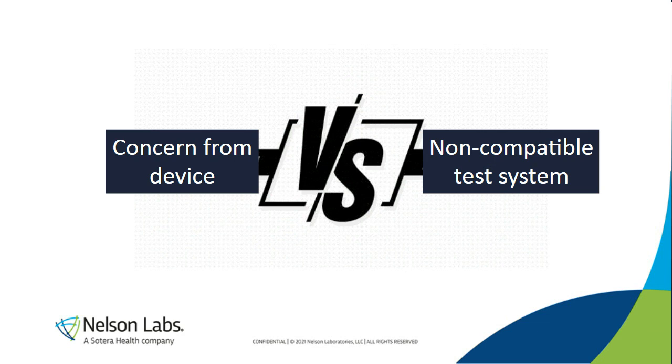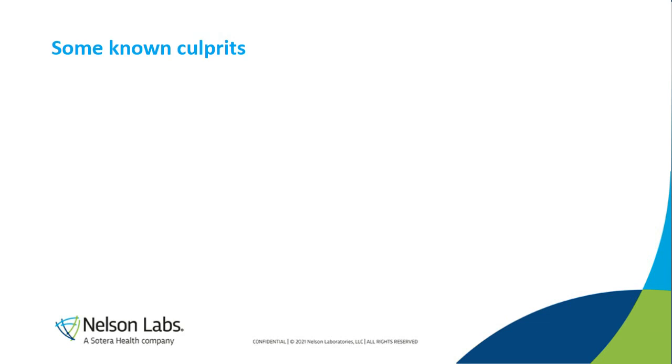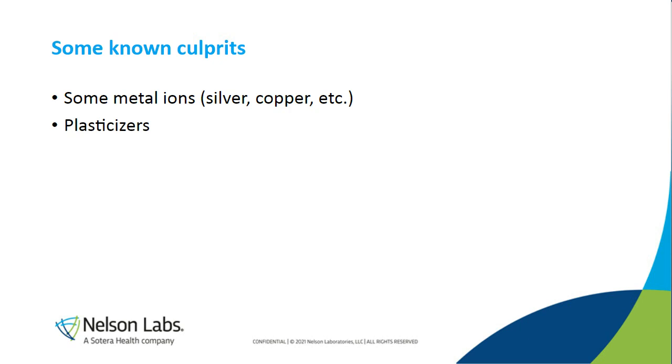Okay, so let's talk about some known culprits that could result in elevated reactivity in this test system. We know, for example, from our own experience as well as published literature, that some metal ions, for example, silver or copper, might present a cytotoxic reaction. And also some plastics, especially softer plastics that may contain plasticizers that could be released during the extraction, could cause a failing result.